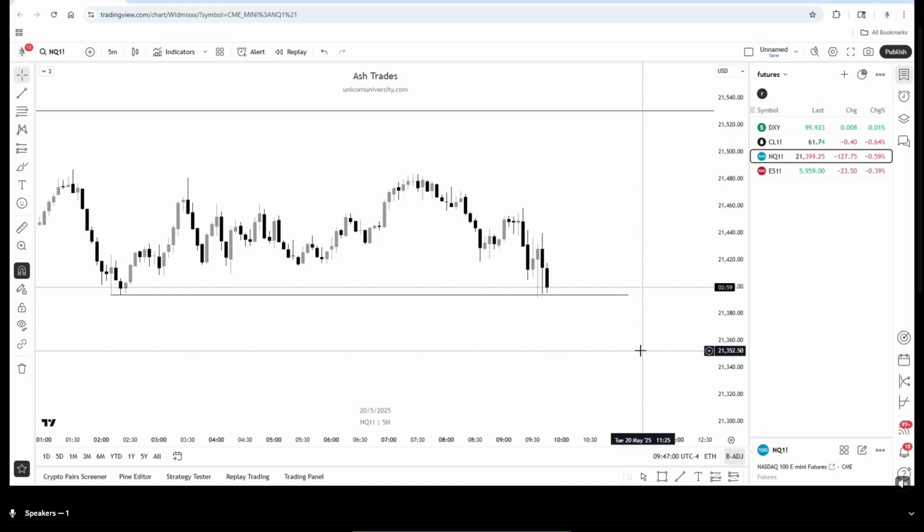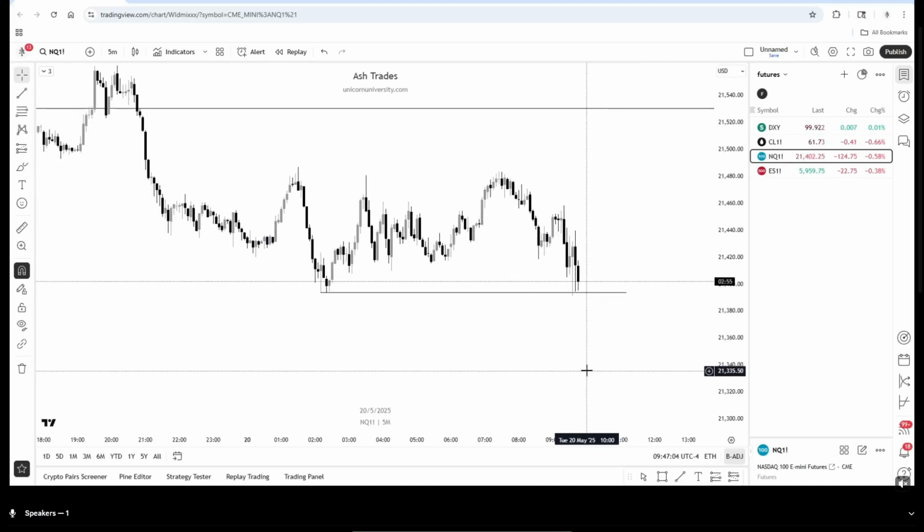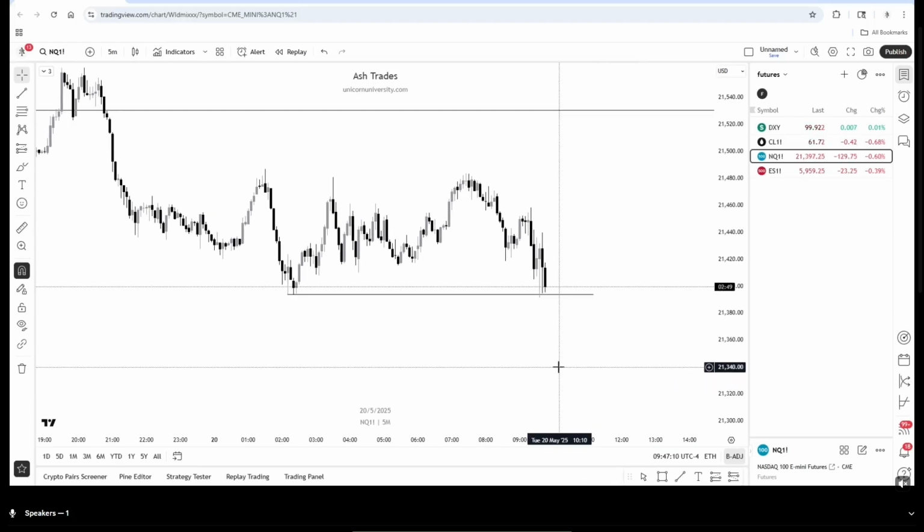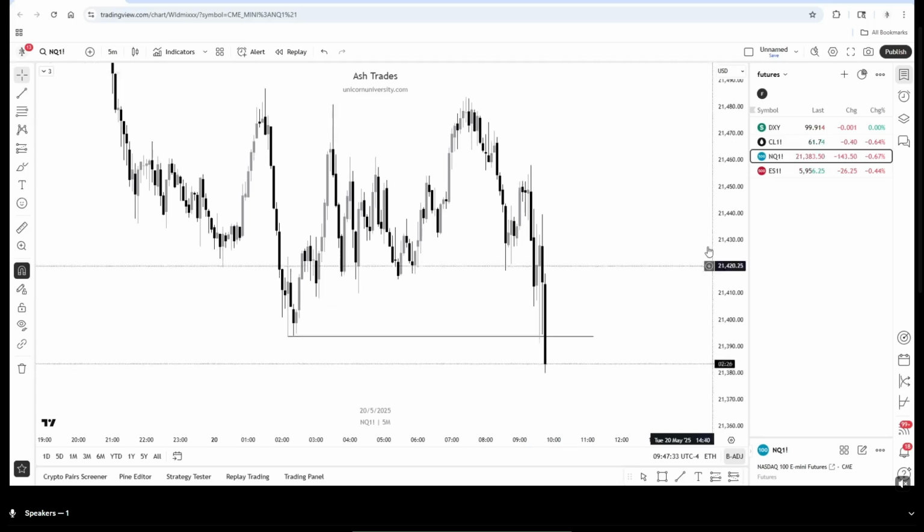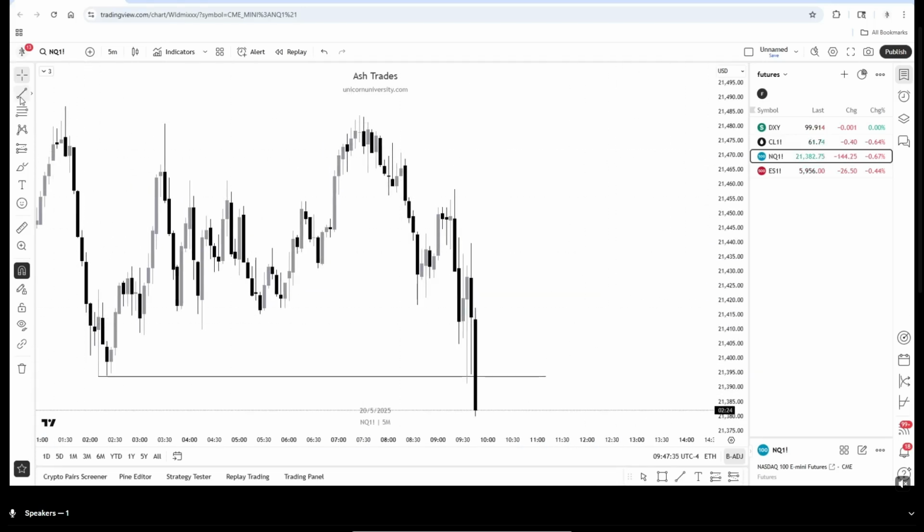Can you go over reading order flow on the lower time frame with order blocks and FVGs? So in a downtrend, up close candles should act as resistance. In an uptrend, down close candles should act as support. So let's just take a look at some.